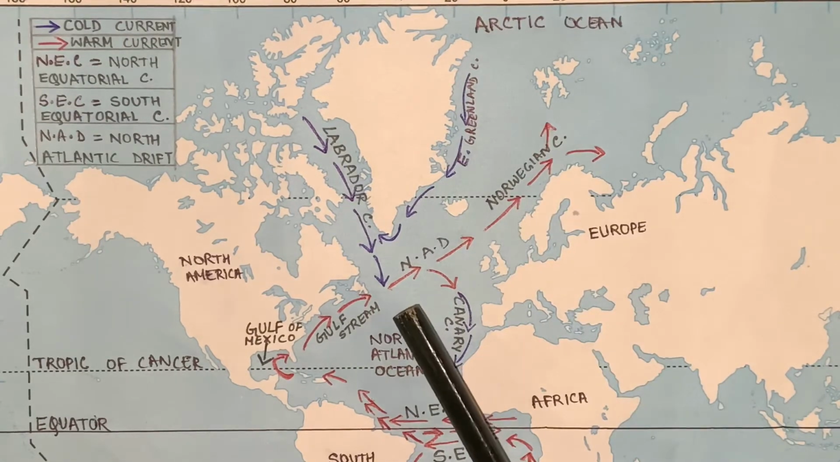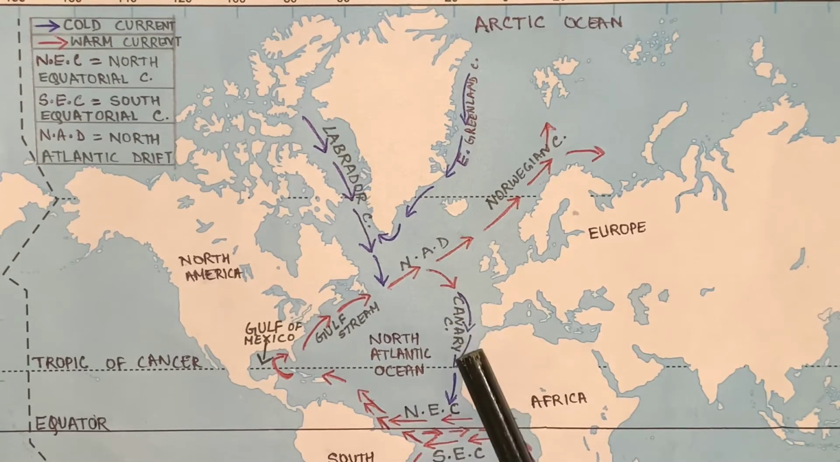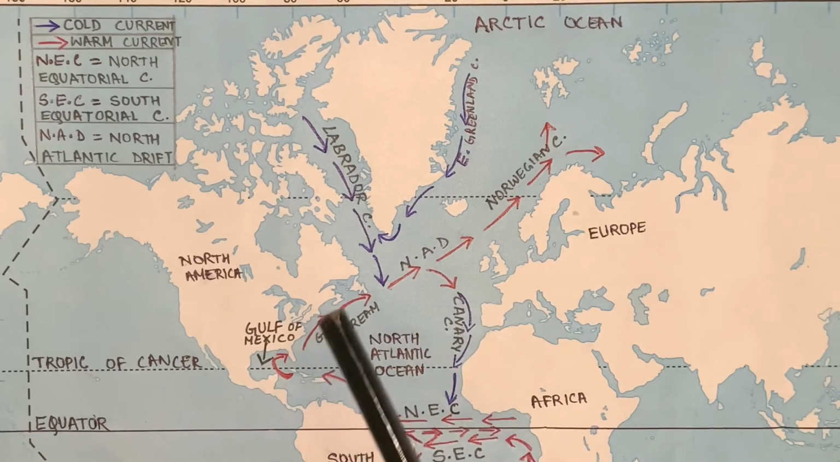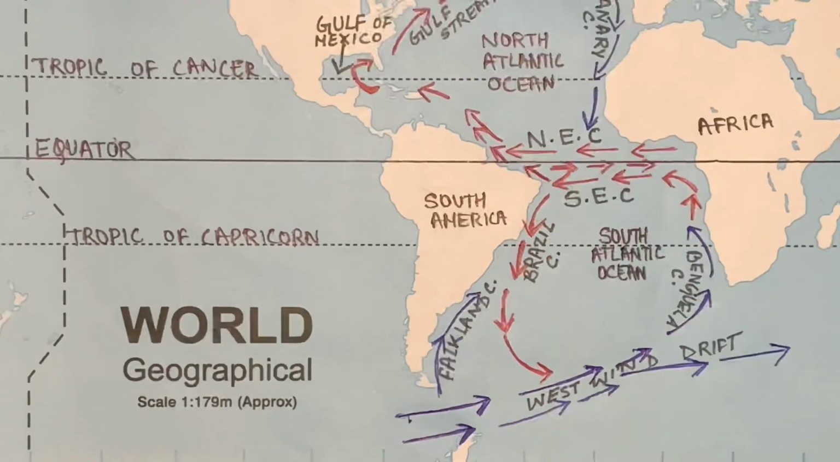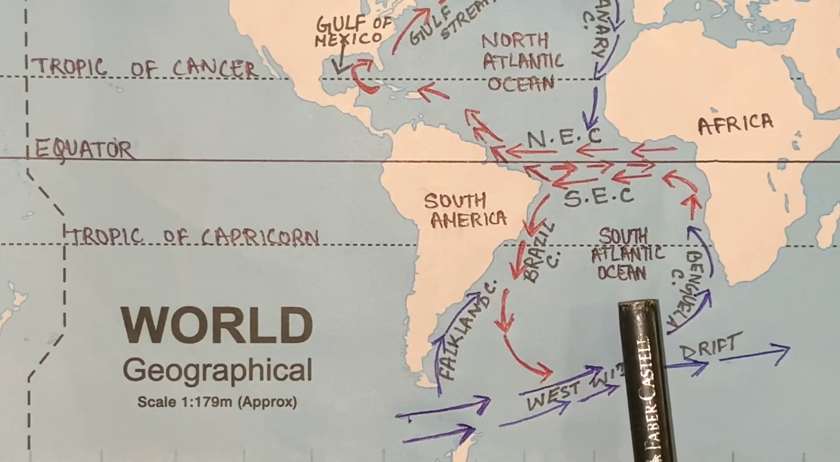While you can see the other part which flows southwards as the cold Canary Current, it finally joins the North Equatorial Current and completes the circuit of the North Equatorial Current. Now I will explain the different currents of the South Atlantic Ocean.